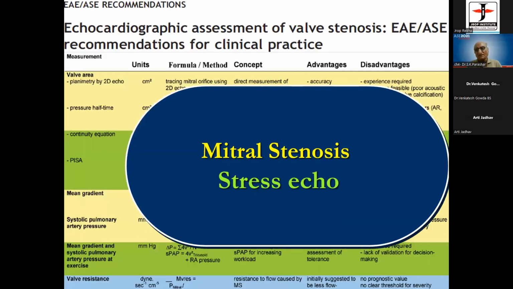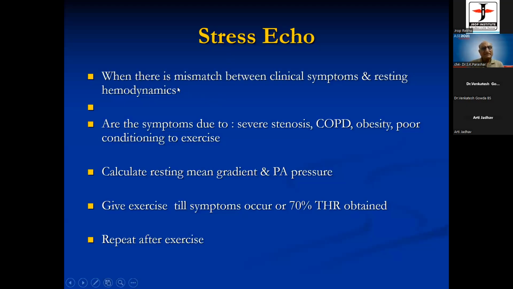So one word, last word about stress echo. We do a lot of stress echo in cases of mitral stenosis also. Why? When there is a mismatch between clinical symptoms and hemodynamics. For example, a patient may have symptoms of breathlessness or anything, but his resting study is virtually okay. His mitral valve area may be less, his or her gradient may be less. So then the question appears, are the symptoms due to severe stenosis or is it because of COPD, obesity, poor conditioning to exercise?